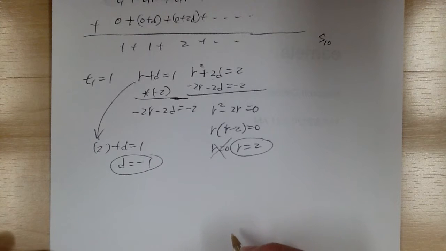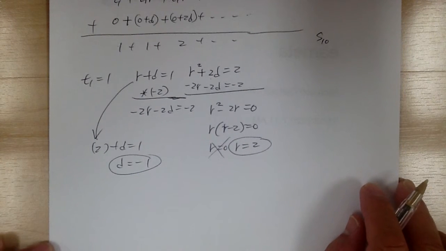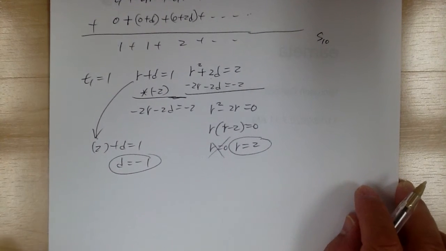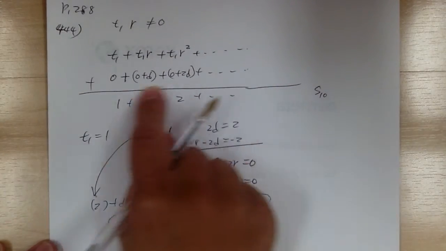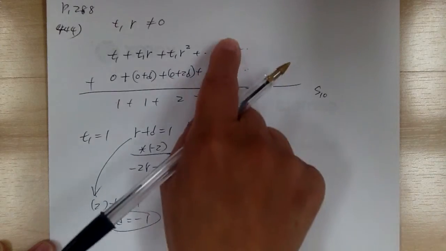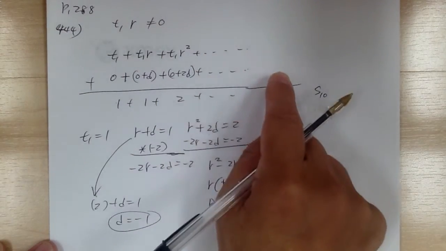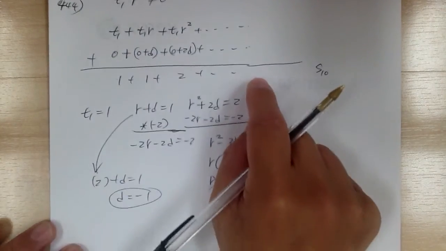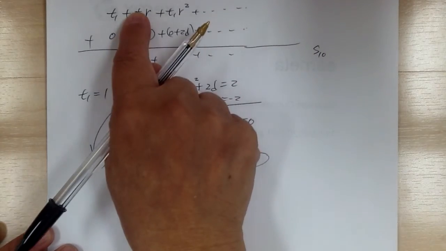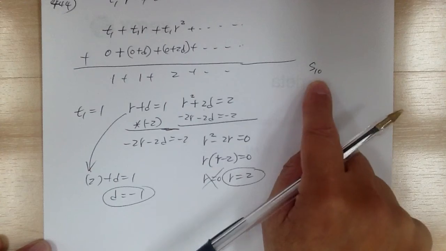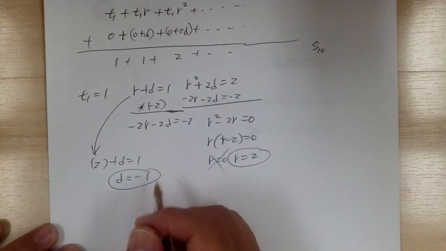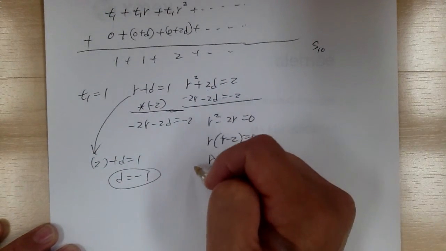Okay, so once we find these, since S10 is to sum these 10 terms, you can just sum these 10 terms and then sum these 10 terms, you can add this together, okay? So I'm going to find the S10 from here and S10 from here and I add these two together. That's how I get this one, right? Okay. So let's go ahead and do the two columns.